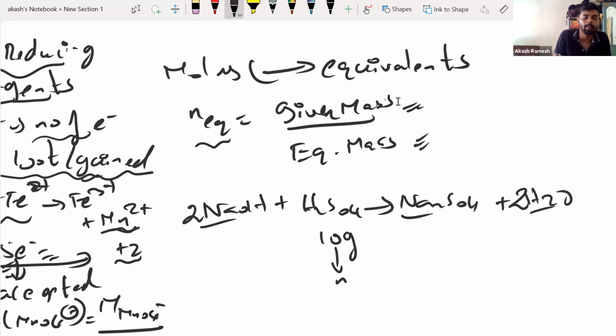But if I am going to use the equivalent concept, if I don't go for number of moles but go for number of equivalents, and if I use equivalent mass, there is no requirement of balancing the chemical equation.